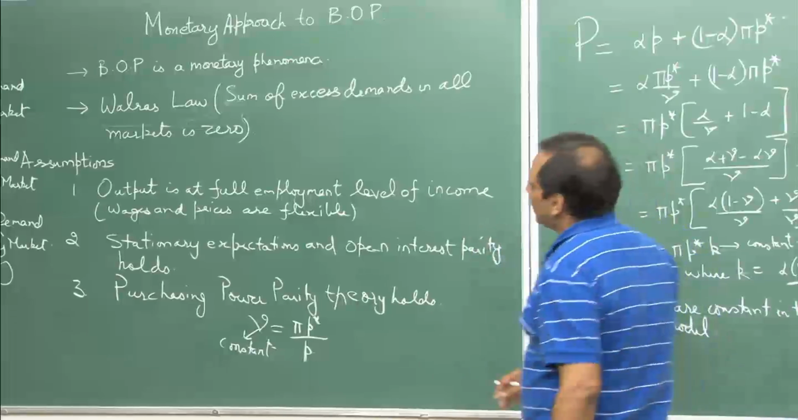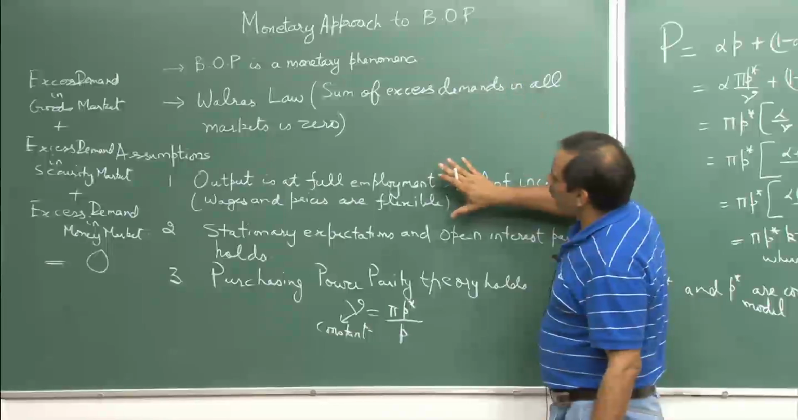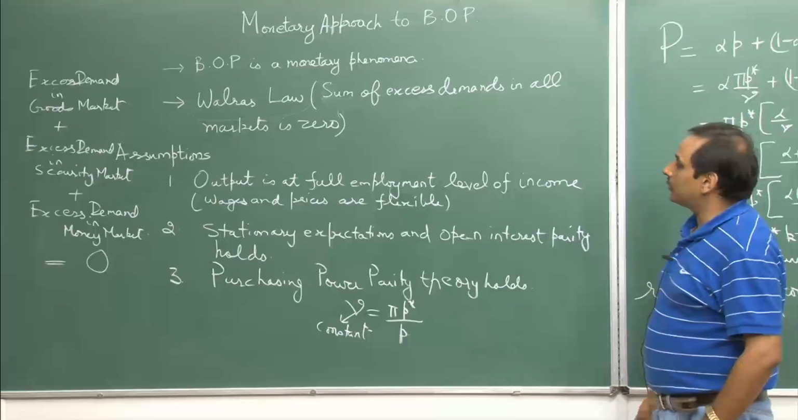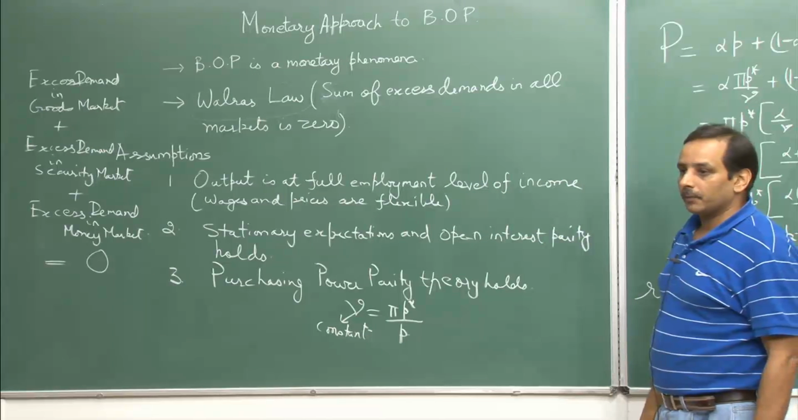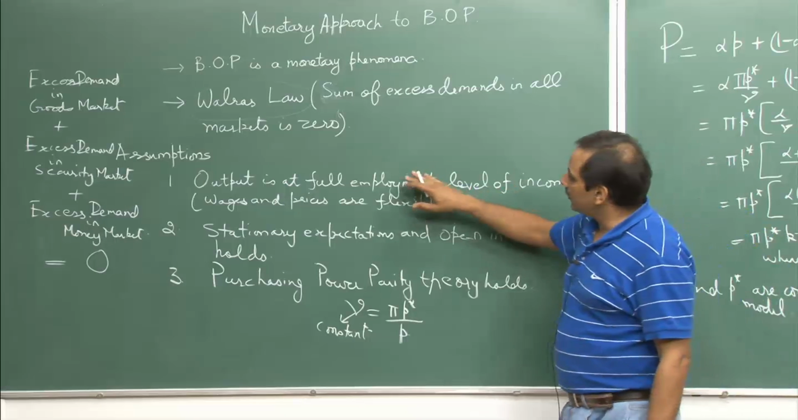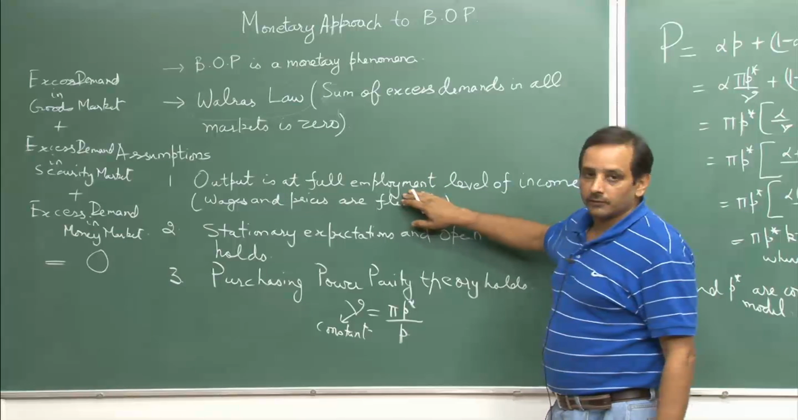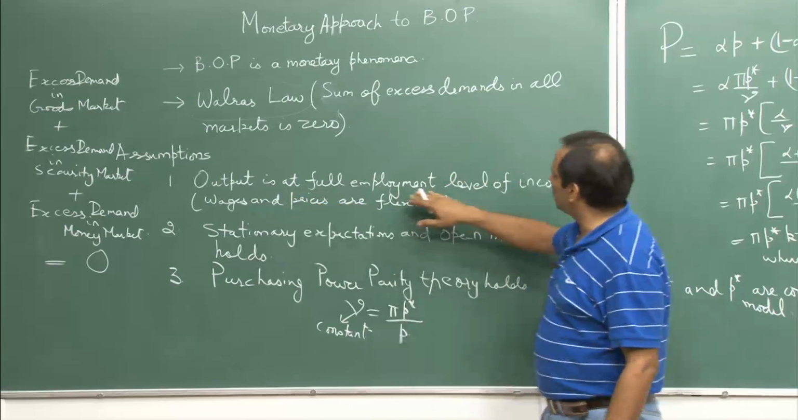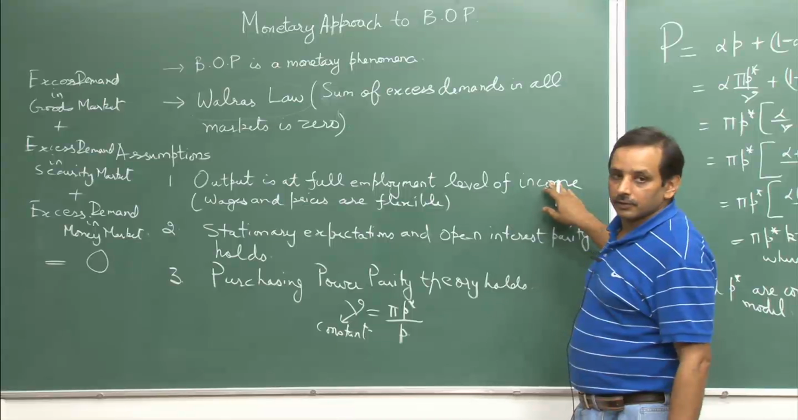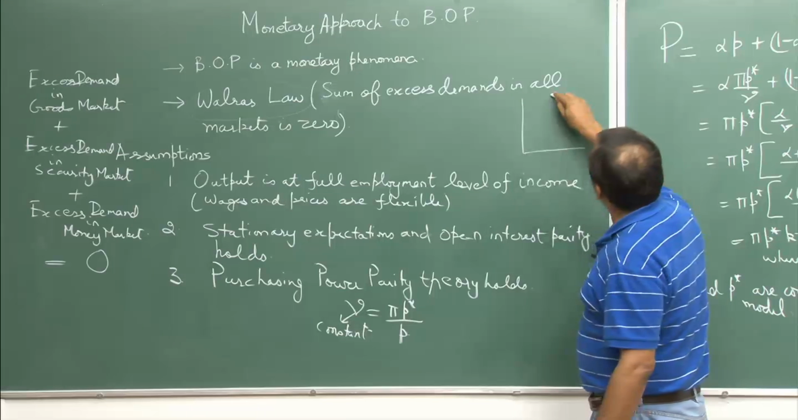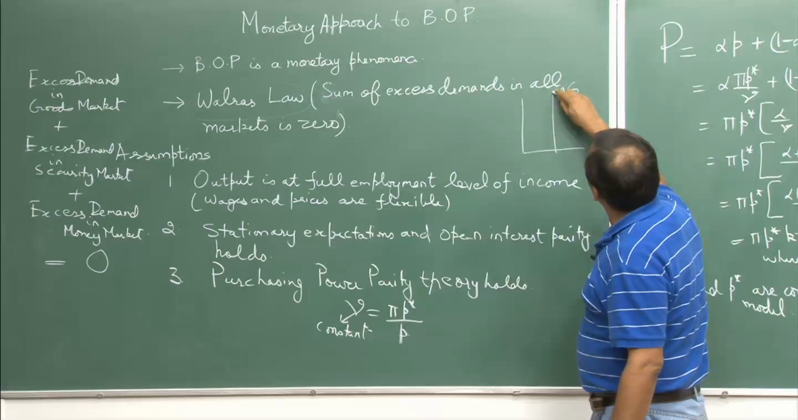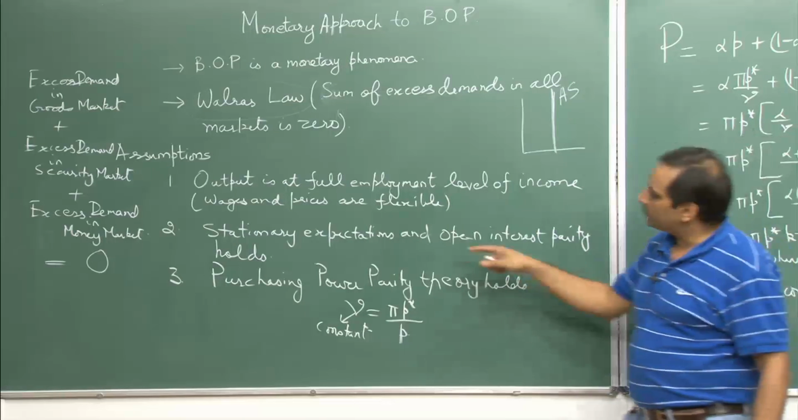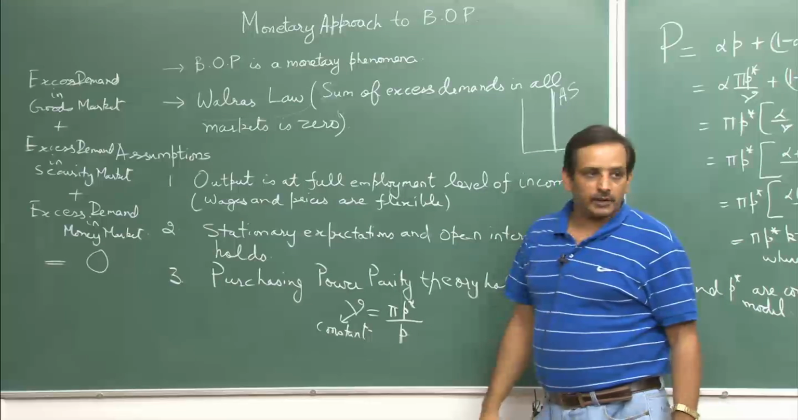So this monetary approach is based on some stringent assumptions. It's the oldest approach, so it refers to one of the main assumptions of the classical school, which is that output is at the full employment level of income. So remember, you have an aggregate supply curve which is vertical, and this happens because wages and prices are flexible.